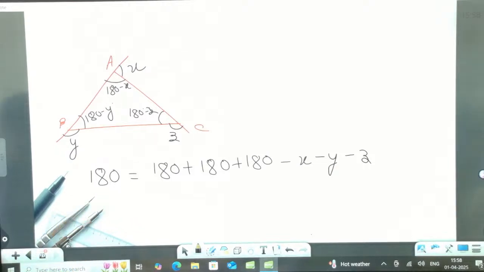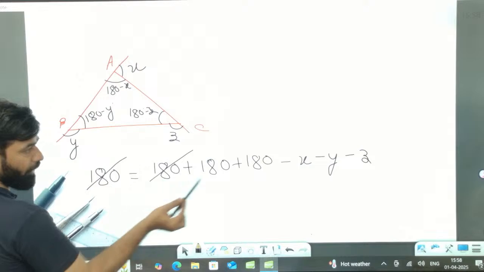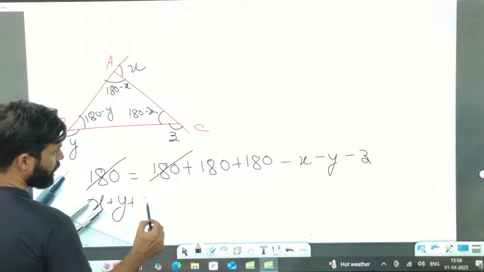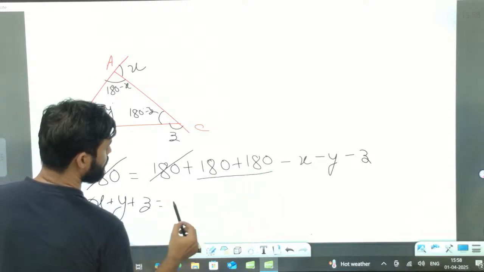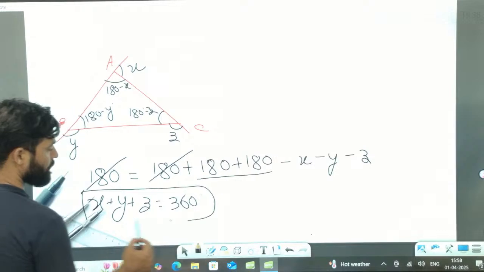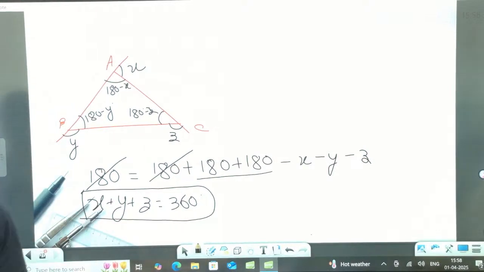Okay. So 180 will be cancelled out with 180. Take that X, Y, Z here. So X plus Y plus Z equals, we have two 180 here. So this is 360. So the sum of the exterior angles is equal to 360 degrees. Any problem in this? No problem at all. Done? Good.